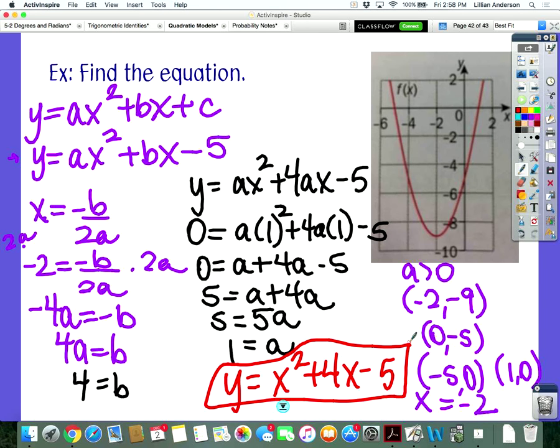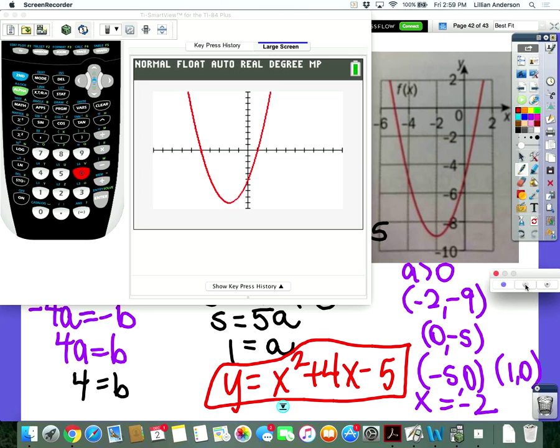How can I confirm that this is right? Calculator. Graph it. I have an equation now that I think should match up to this. If I go to my calculator and I graph this, I should have a graph that points up with the vertex at -2, -9, and x-intercepts at -5, 0, and 1, 0. Go ahead and do that. So what say you? We got a vertex at -2, -9, and x-intercepts are at -5 and 1. Good stuff.